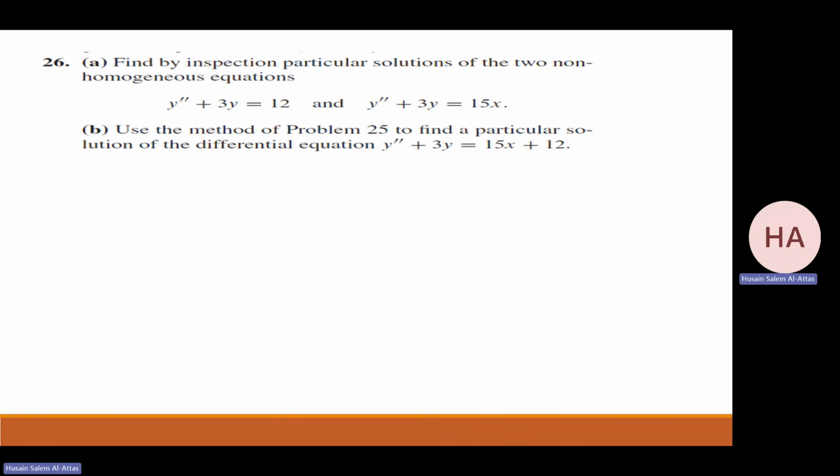Now let me apply it to this question, which is question 26 in section 5.2. He said find by inspection, just by looking, a particular solution of these two equations. So let me do A. I need to find by inspection a solution of this equation.